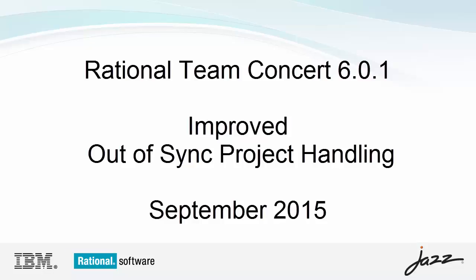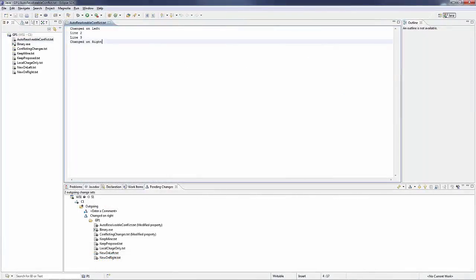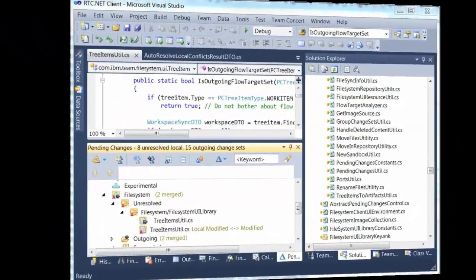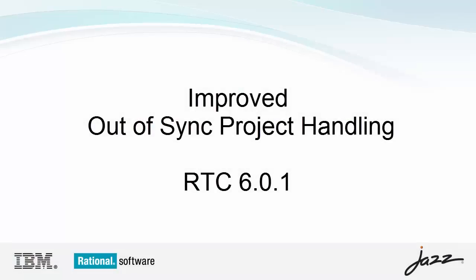Hello, and welcome to this video demonstration of improved out-of-sync project handling in IBM's Rational Team Concert version 6.01. This demonstration will show the Eclipse client, but improved out-of-sync handling is also present in the Visual Studio client and the command line interface.